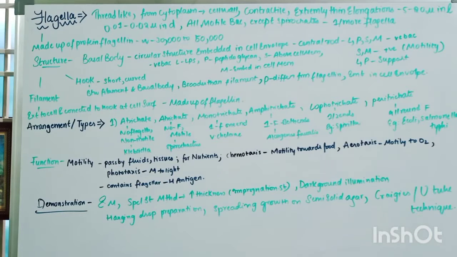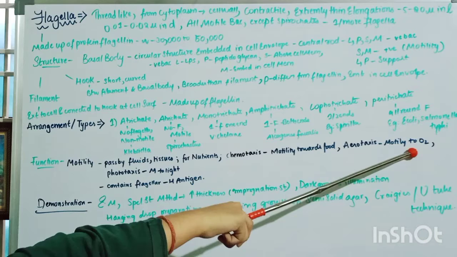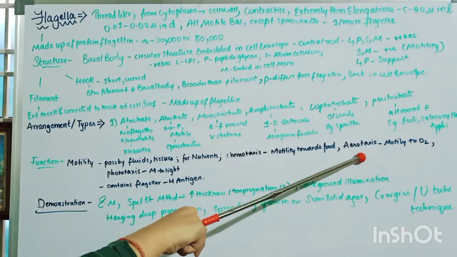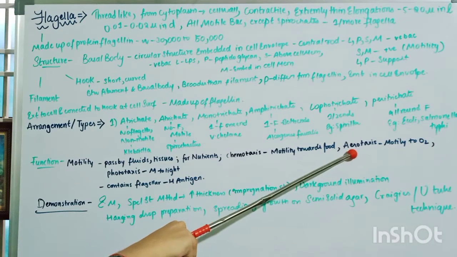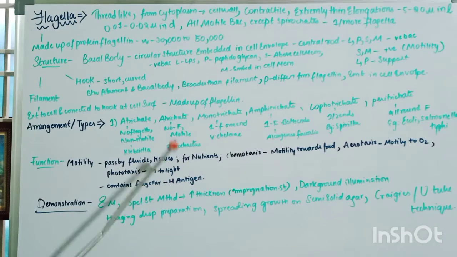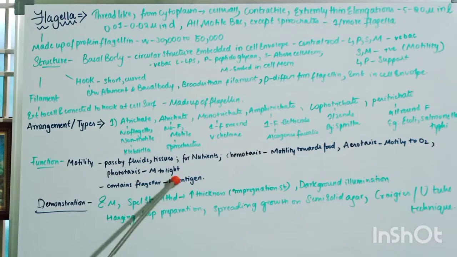The flagellum is actually for motility. Motility is required to pass through fluids and tissues and also to obtain nutrients. Chemotaxis is motility towards food. Aerotaxis is motility to obtain oxygen. Phototaxis is motility towards light. Next, the flagellum contains the H antigen, and it is important.